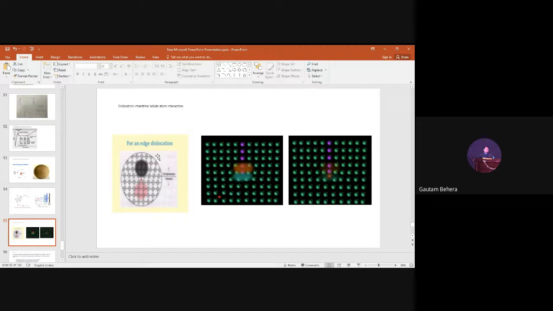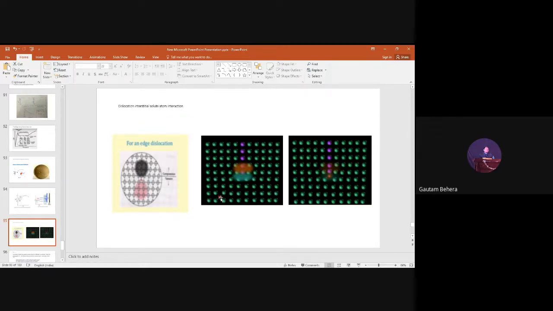Why? Because you understand, around a carbon atom or nitrogen atom, we have a compression field, right? Because the size of the carbon atom or nitrogen atom is bigger as compared to the void size. We have a compression field. But here below the dislocation, at the dislocation core, we have a tension field. So what happens?